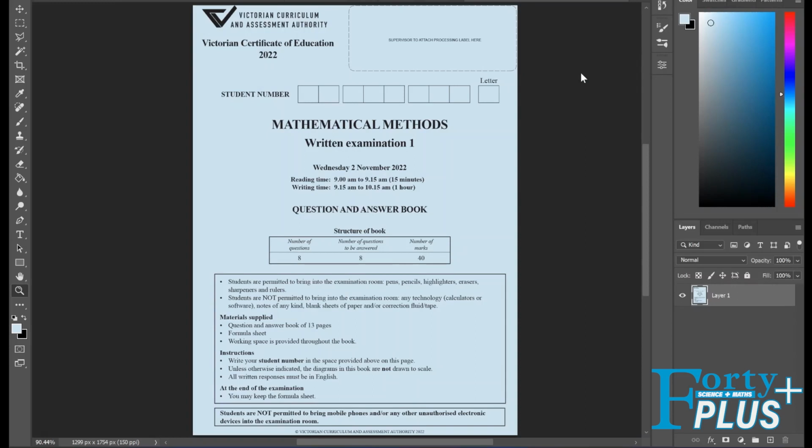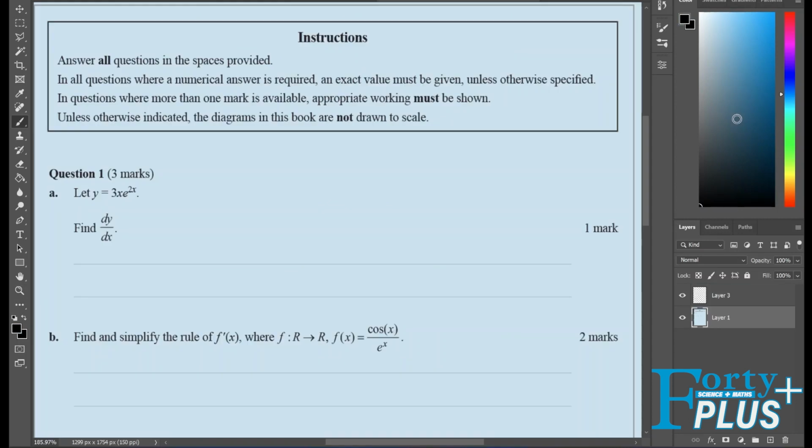Hey everyone, Tom here from 40 Plus, and today we're going to be going through the 2022 VCAA Maths Methods Exam 1. Okay, so as always with most exams, the first question is generally always going to be some sort of differentiation.